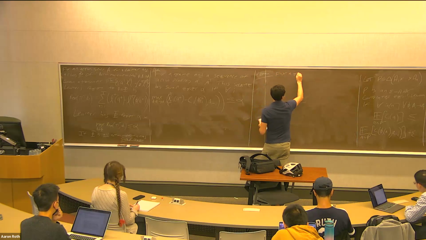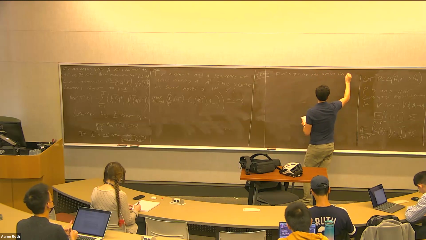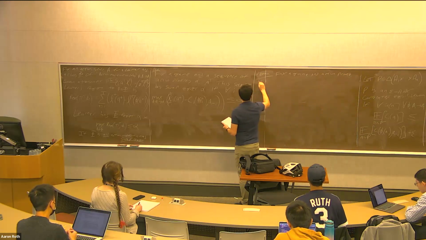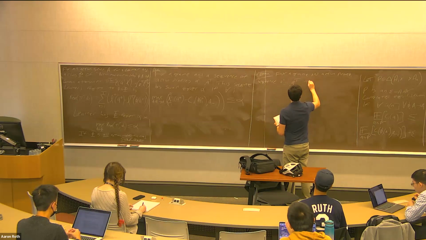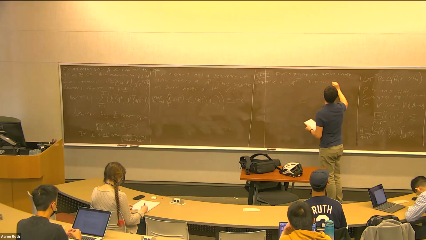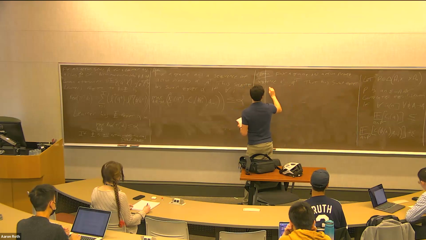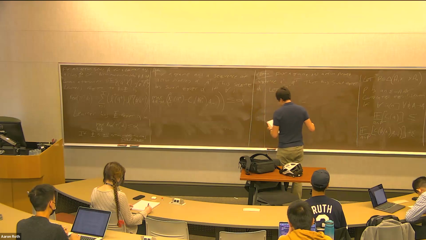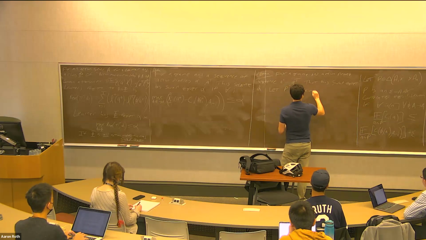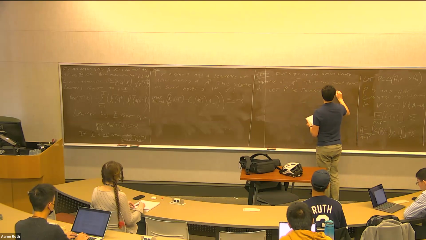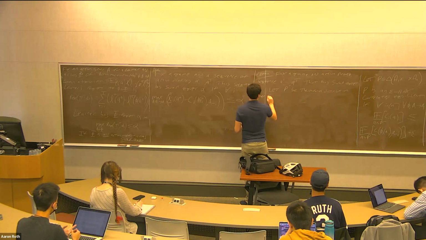So let's fix a game, and an action profile sequence A1 through AT that has swap regret alpha. And then let's let the distribution P be the uniform distribution over this set of action profiles.